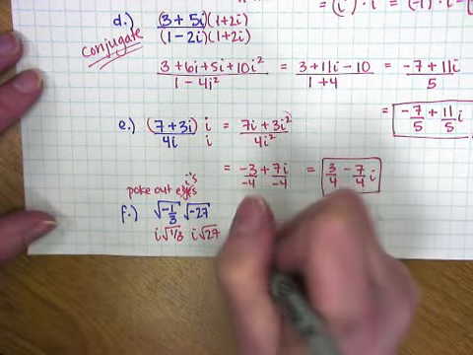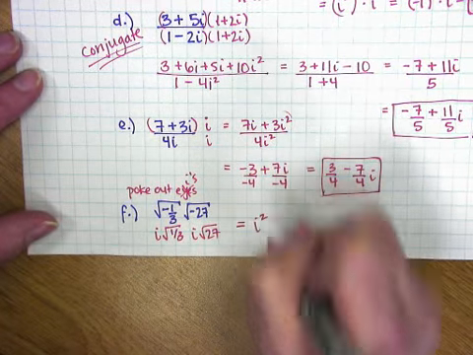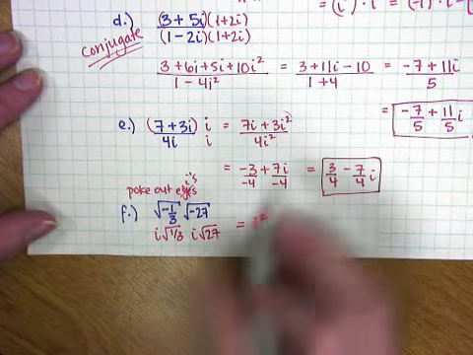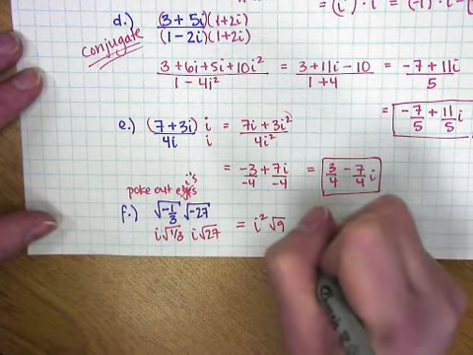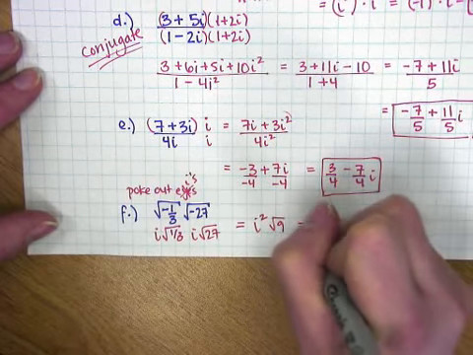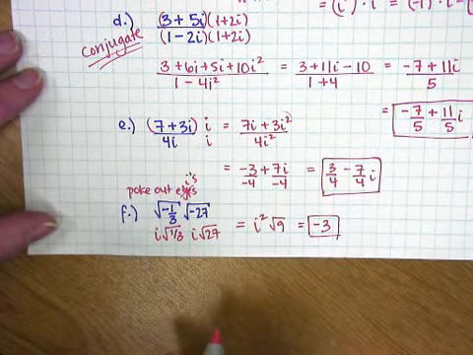And now you can multiply your i's together, so i times i is i squared. 1/3 times 27 is the square root of 9, and the square root of 9 is 3. So this would be -3, since i squared is -1.